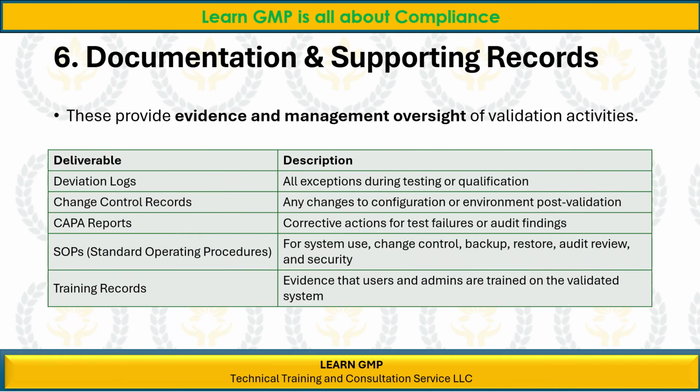Documentation and supporting records. These provide evidence and management oversight of validation activities. Deliverable: Deviation logs. Description: All exceptions during testing or qualification. Deliverable: Change control records. Description: Any changes to configuration or environment post-validation. Deliverable: CAPA reports. Description: Corrective actions for test failures or audit findings.